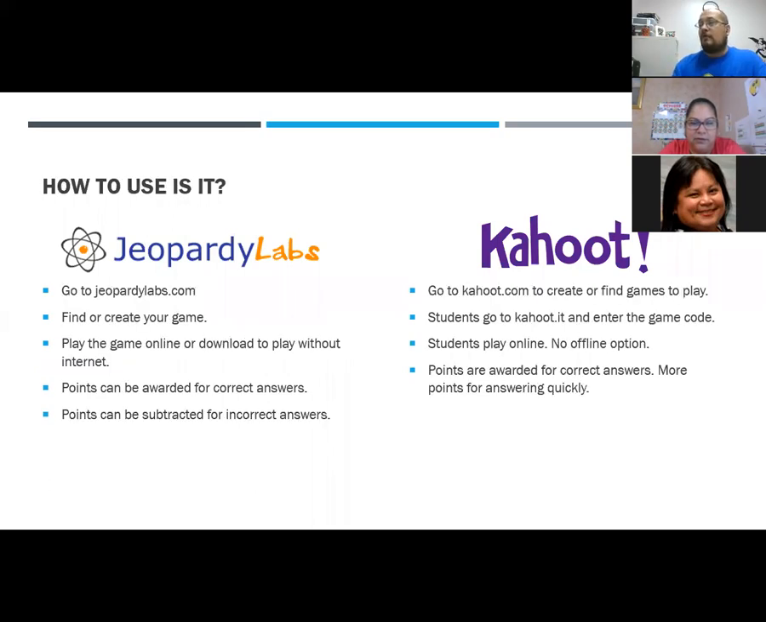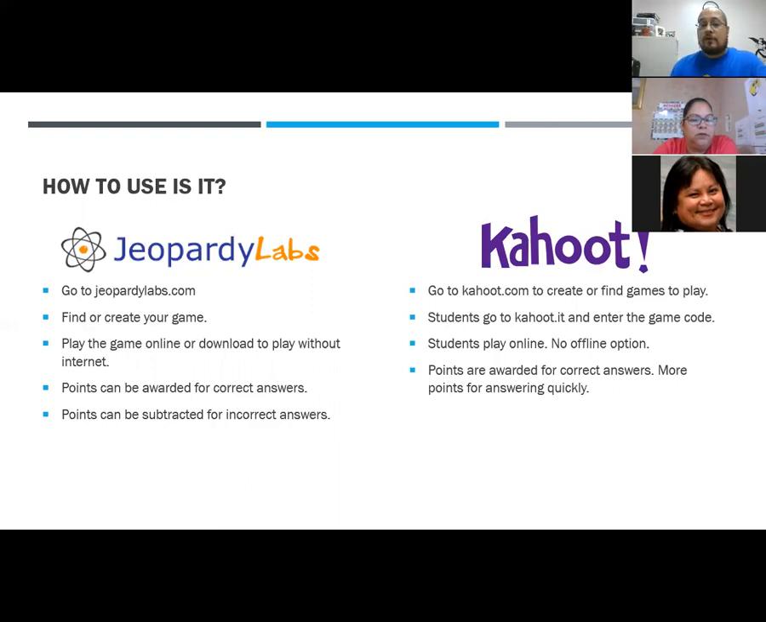So how do you use these? In Jeopardy Labs, it's just jeopardylabs.com. You can find and create the games on their website. It's very easy to see the browsing function. You can search for things that every other user who has ever created a Jeopardy Labs game is available there for free. And so you can play them online, and every game also allows you to download it so that you can save it onto your computer and you can use those games later without having to go back and search for them again.